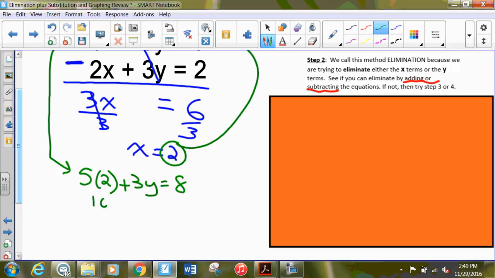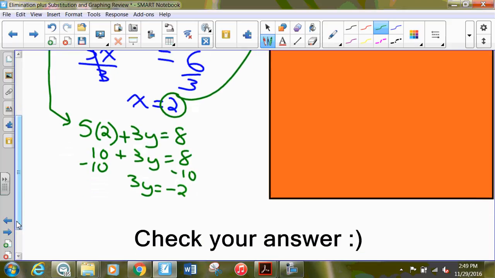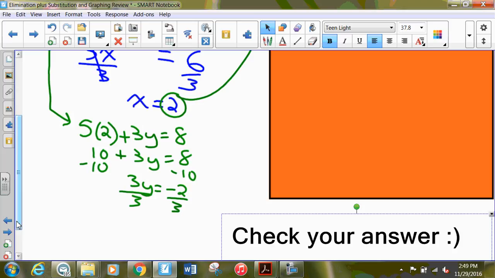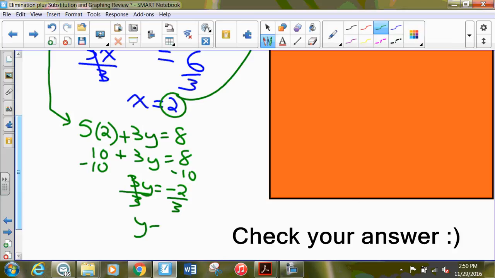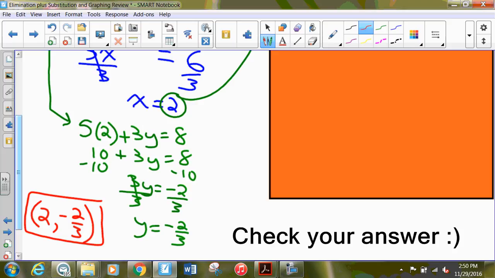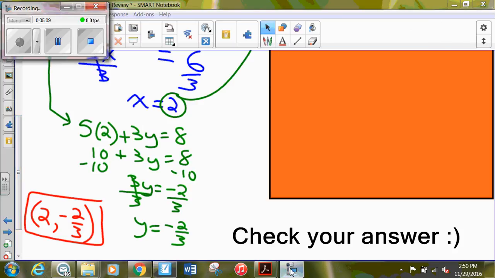So 5 times 2 is 10. We're going to subtract 10 from both sides. And we get that 3y is equal to negative 2. So one more step. We're going to divide both sides by 3. And we'll get that y equals negative 2/3. So we're going to put it together because a system solution is a coordinate point. Here my x is 2 and my y is negative 2/3. So the point 2 comma negative 2/3 is the answer.